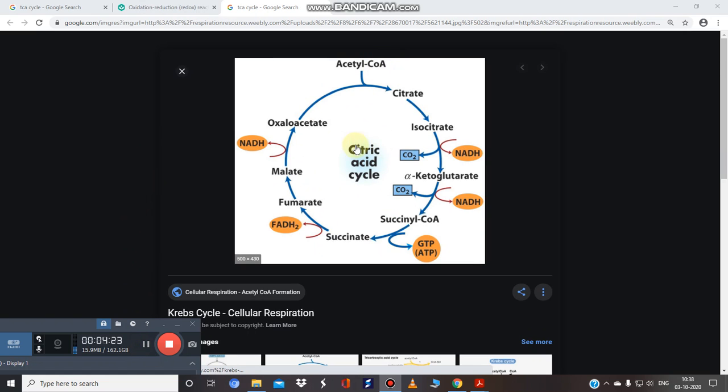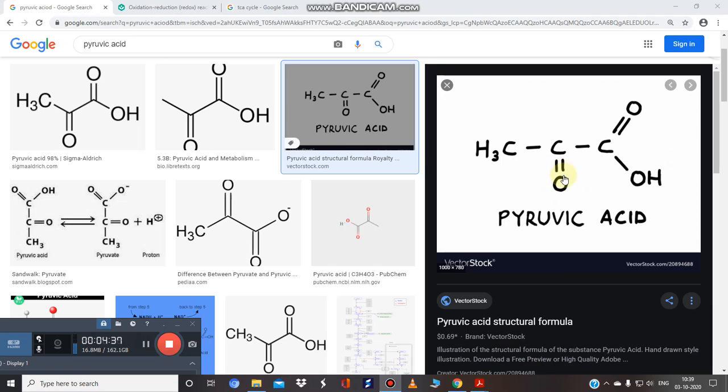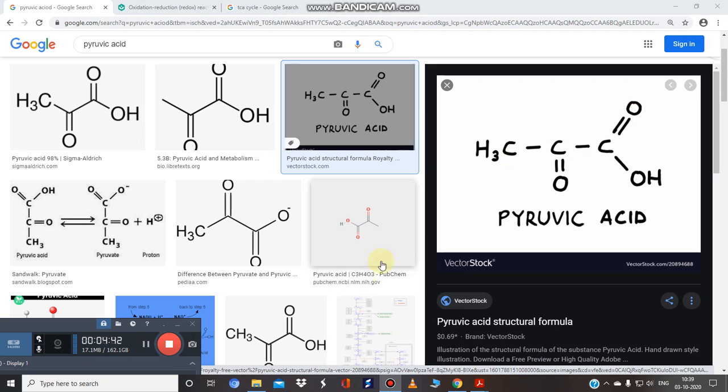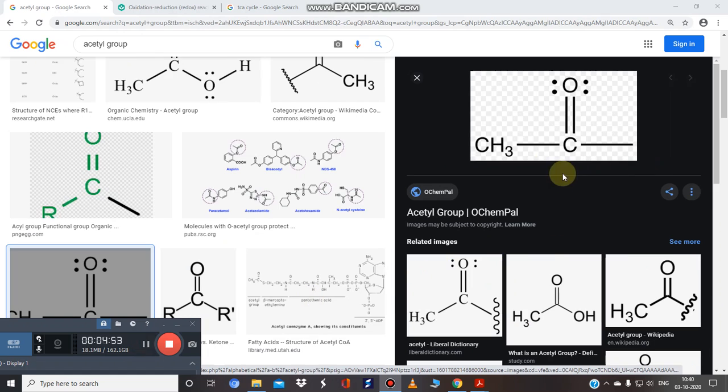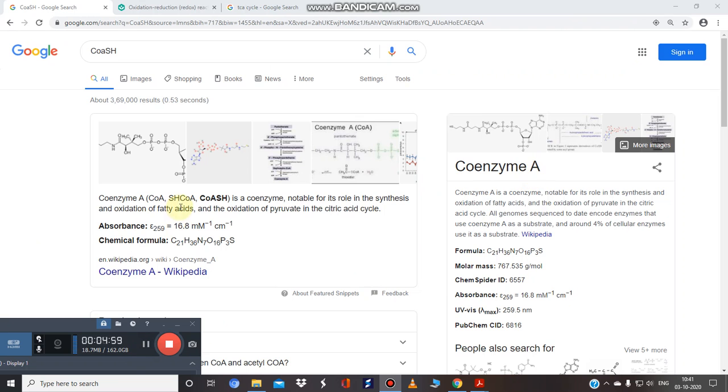Just see, this is the TCA or citric acid cycle. Again you can see the various intermediates produced in the TCA cycle, and acetyl coenzyme A is used in this TCA cycle. Just see the structure of this pyruvic acid: CH3, C double bond O, COOH. This is the pyruvic acid. See another reaction, this is pyruvate. I hope you know this. What is this? This is acetyl coenzyme A. This is the acetyl group, and here it is coenzyme A, that is CoA, or you can say CoASH.